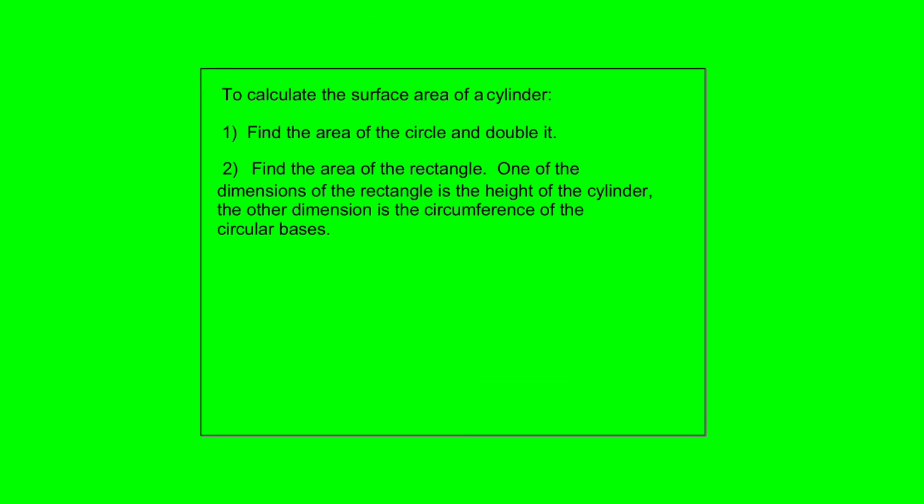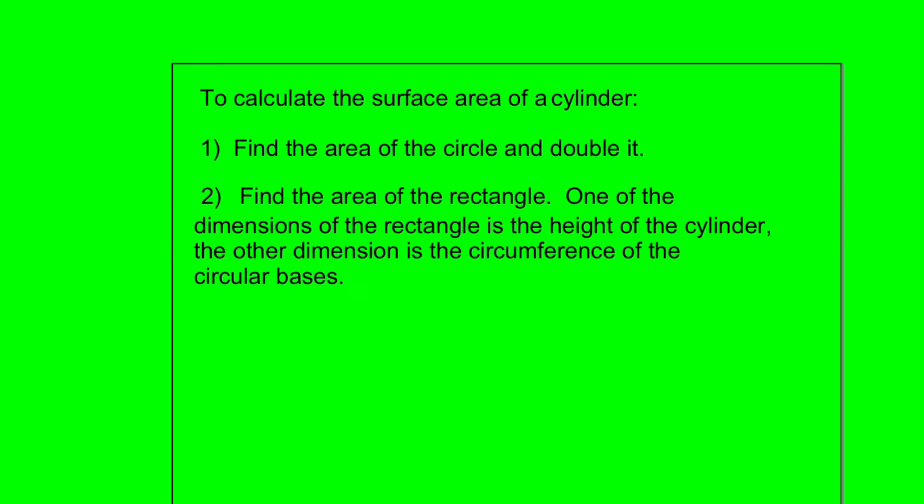Now, to calculate the surface area of the cylinder, we want to find the area of the circle and double it, because there are two circles on a cylinder, right? And then we also have to find the area of the rectangle. One of the dimensions of the rectangle is the height of the cylinder. The other dimension is the circumference of the circular bases. So I tried to demonstrate this on Teams. It's a little bit harder to show in this video, but I'll do my best.